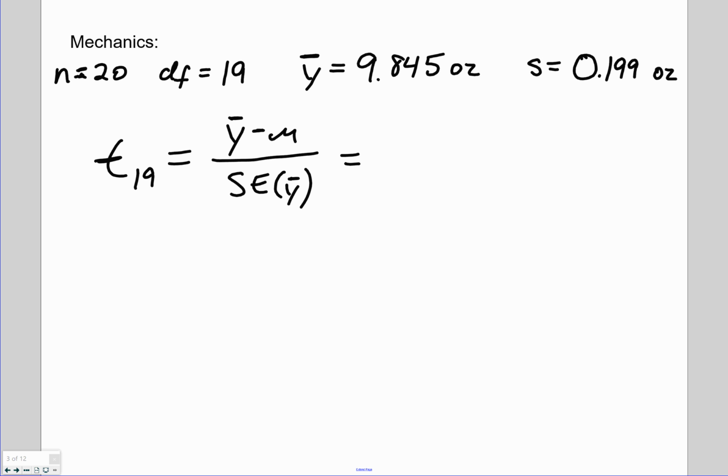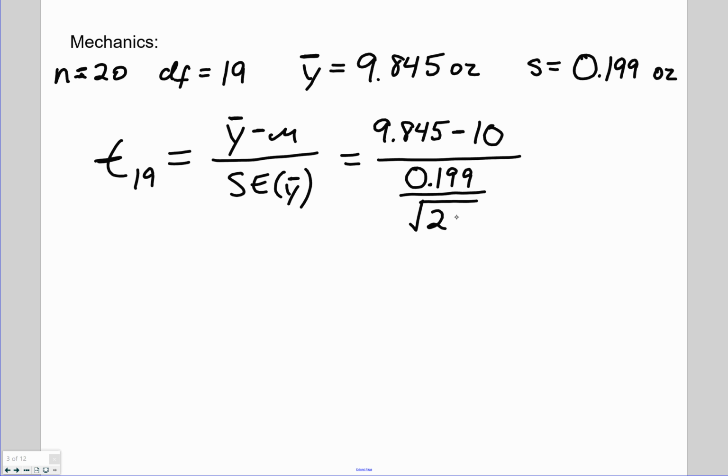What's y bar? 9.845. What is mu? What did we say mu was equal to in our null hypothesis? What do we think the average is? 10. You notice our sample mean was below it. Over, do you guys remember this formula? This is where you have the sample standard deviation over the square root of the sample size, which is 20.